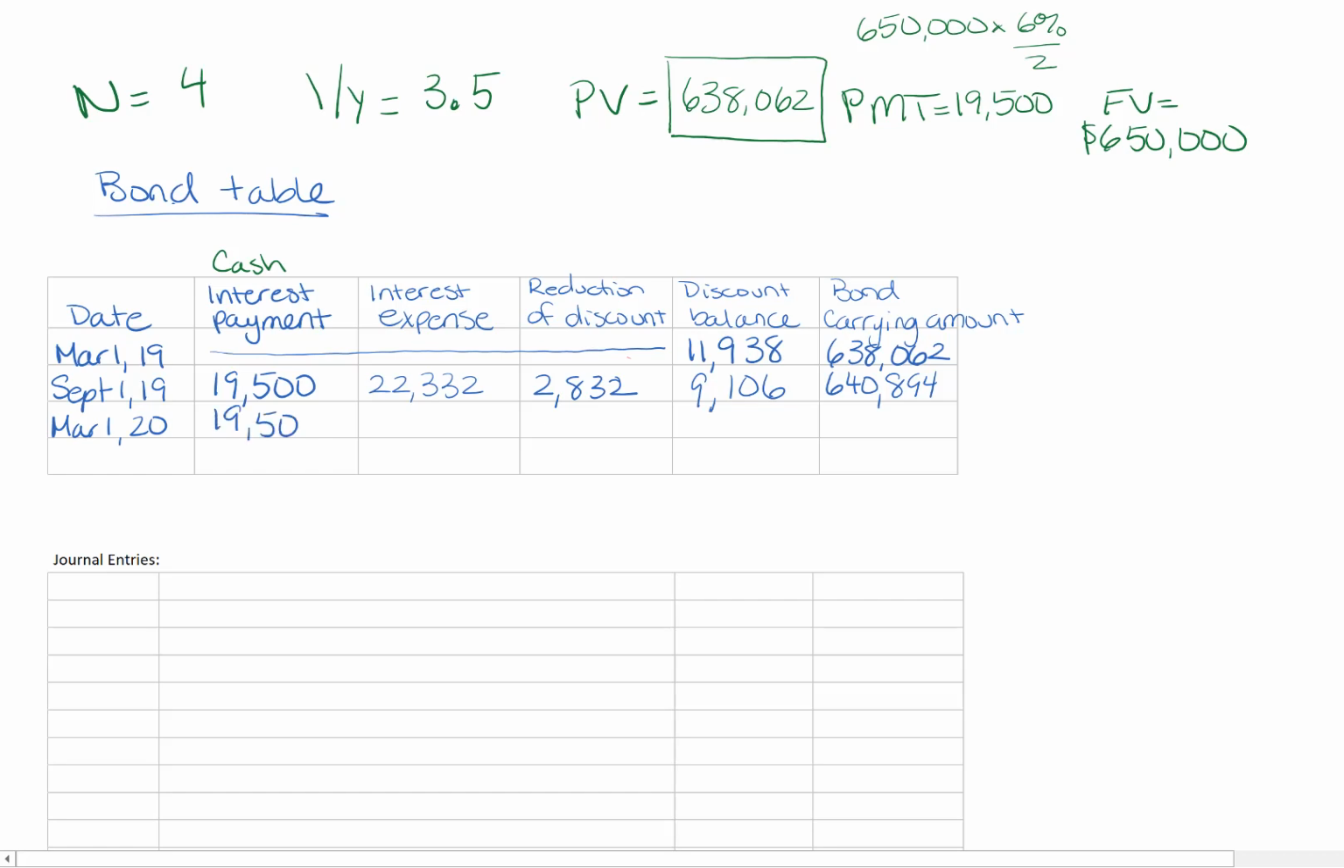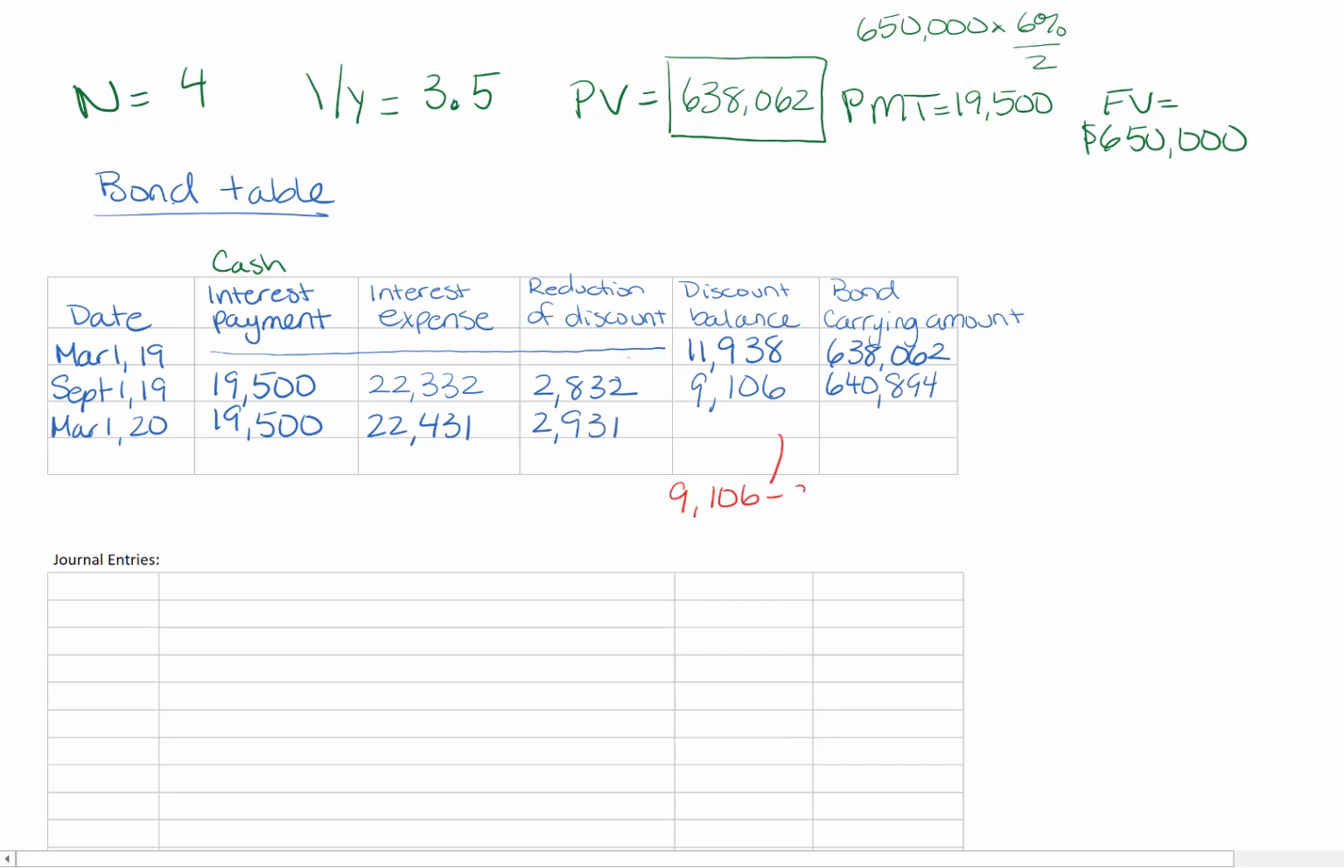So our cash interest payment again is the $19,500. And we're going to get that by taking the $650,000 times 6%, which is the bond interest rate, divided by 2. Our interest expense for March 1st is going to be the bond carrying amount, the new amount of $640,894, multiplied by the market interest rate of 7% and divided by 2. So we get an interest expense of $22,431. The difference between the interest expense and the cash payment is going to go in the reduction of discount column, and that amount is going to reduce our discount balance.